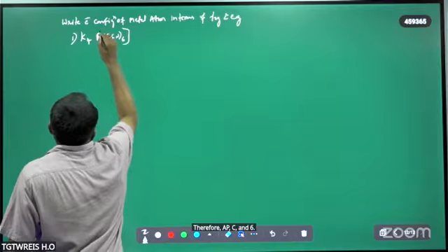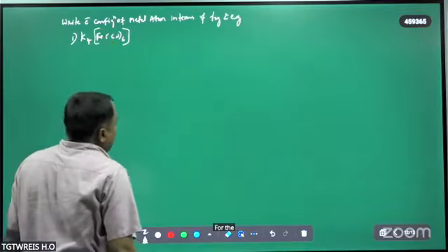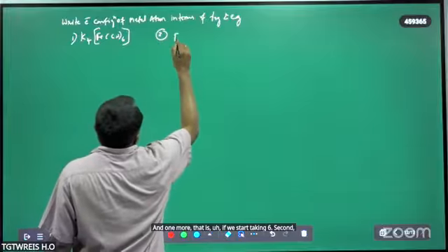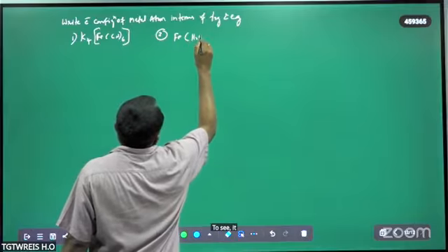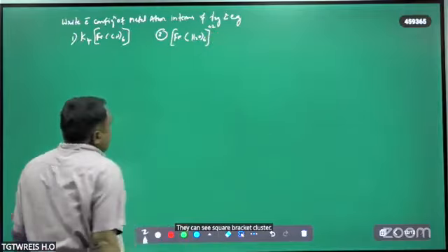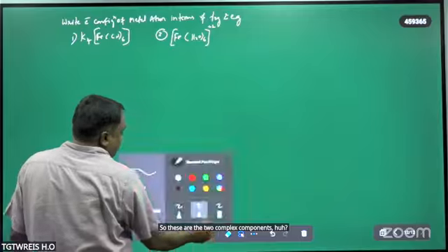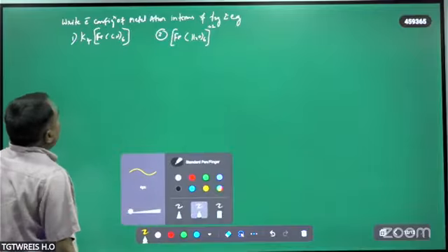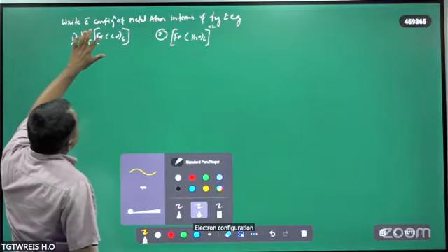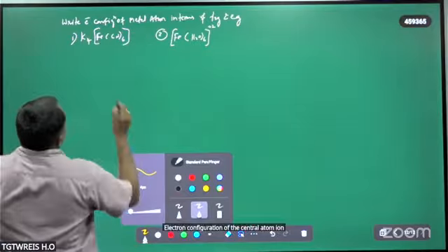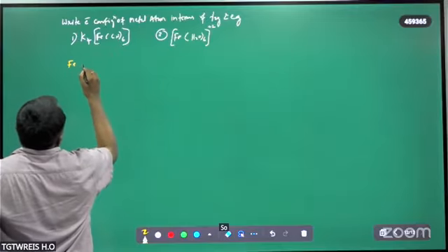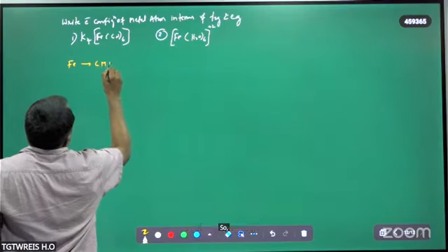So one is K4[Fe(CN)6], a complex compound. And one more is [Fe(H2O)6]2+. So these are the two complex compounds. Now you calculate the electron configuration of the central atom, iron, in terms of t2g and eg. So the central metal atom is iron.